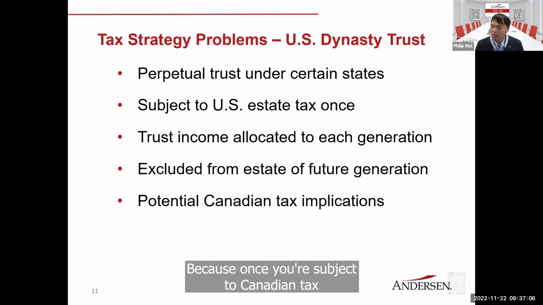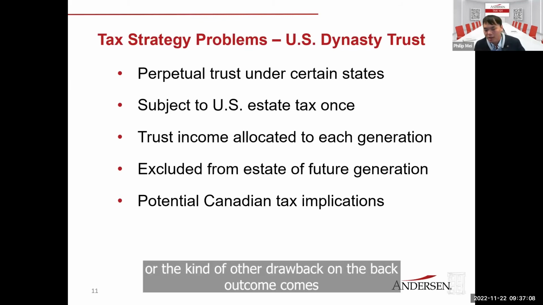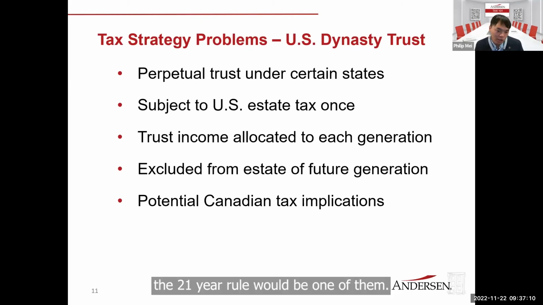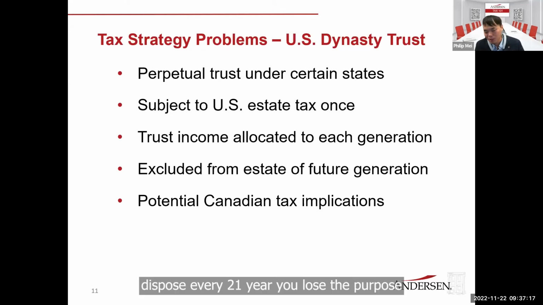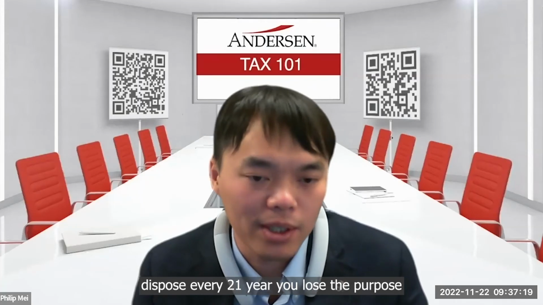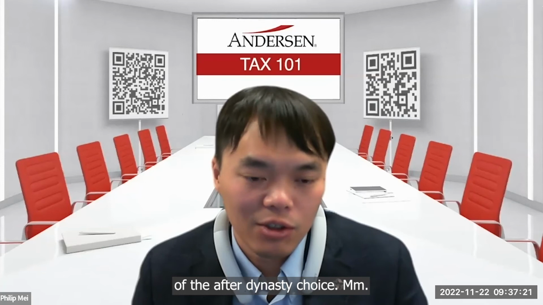Because once you're subject to Canadian tax, all the drawbacks or bad outcomes come. The 21-year rule would be one of them. So even though it's perpetual in the US, on the Canadian side, you have to dispose every 21 years. You lose the purpose of the dynasty trust.